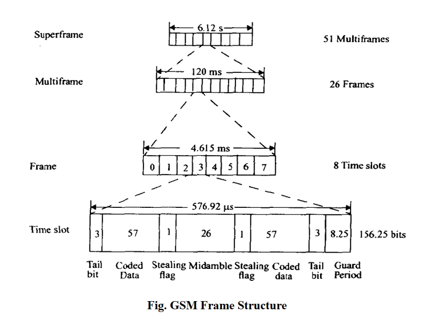There are a total of 4. Each frame contains 8 time slots, and each time slot contains different bits. The first and last 3 bits are used as tail bits. 8.25 bits are used as guard period. 57 and 57 data bits. One flag bit at the start of the midamble and one flag bit at the end of the midamble, and the midamble or training sequence of 26 bits.